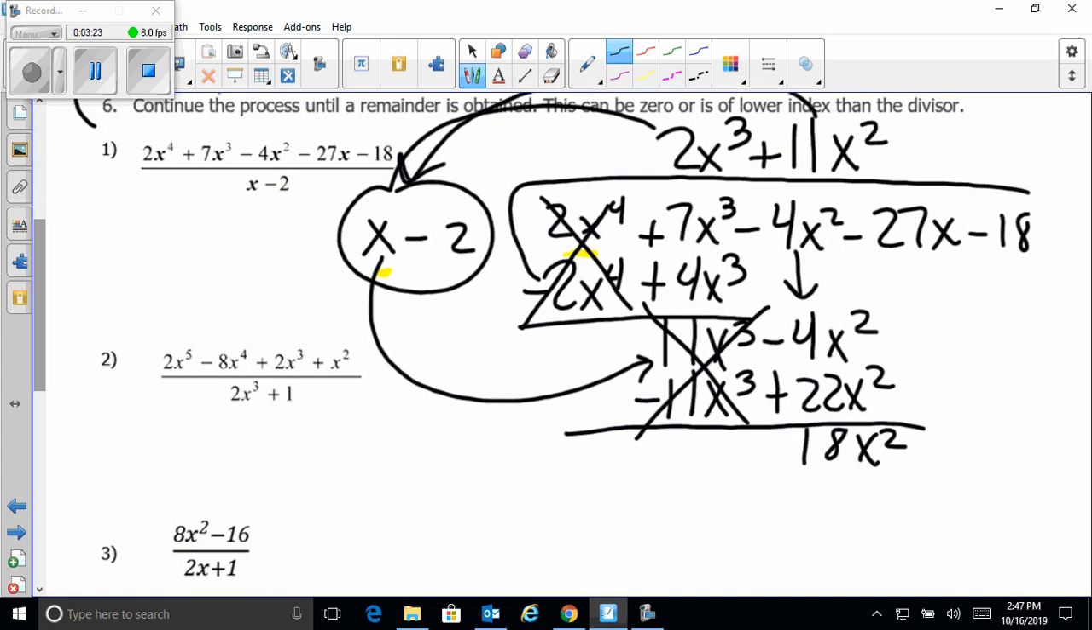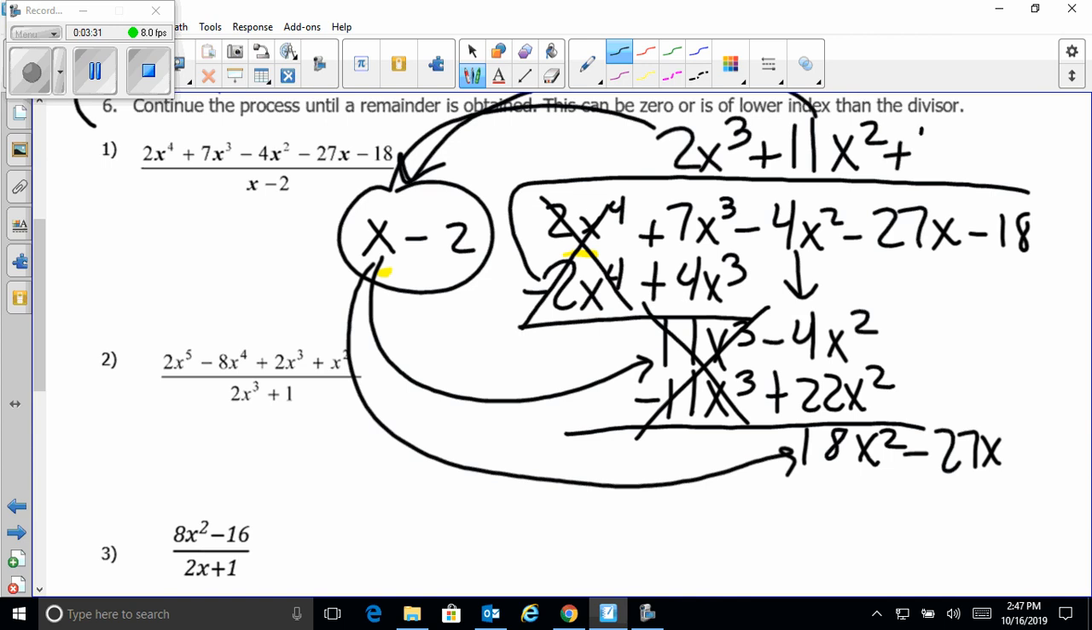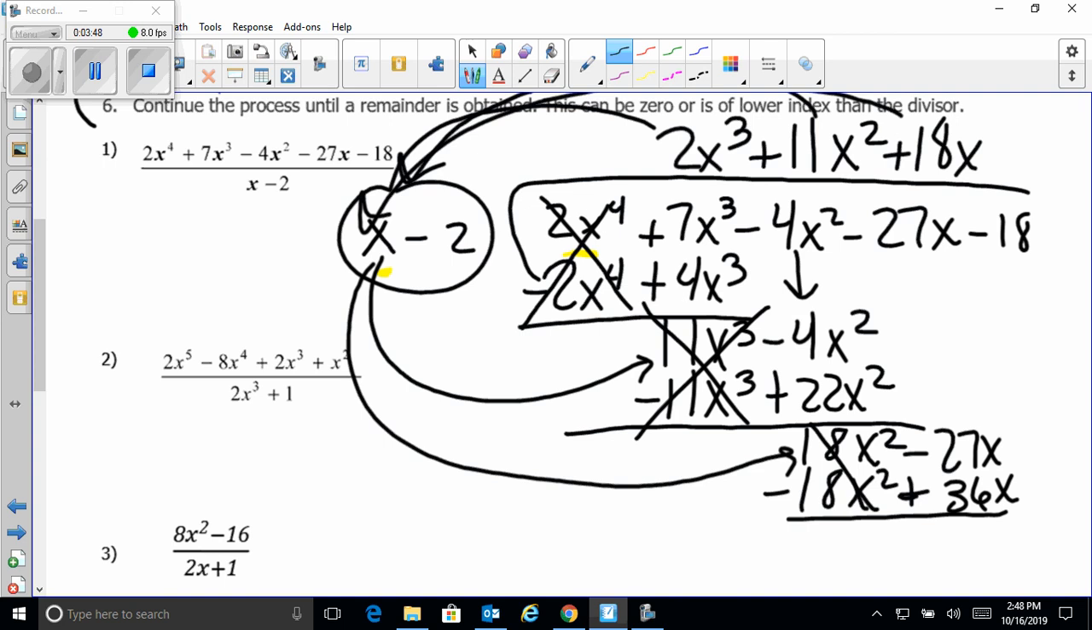Watch. Bring down the next one, negative 27x. I'm saying how many times does x go into that? It goes into that 18x times. That's going to be when I multiply now. That's 18x squared minus 36x. Subtracting it, so it's minus and a plus. Those go away, and I'm left with 9x.